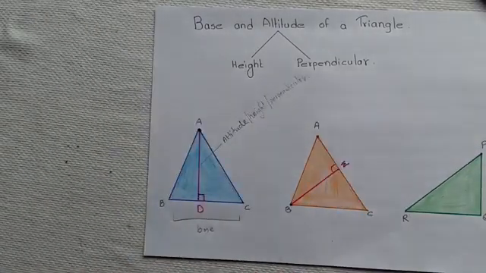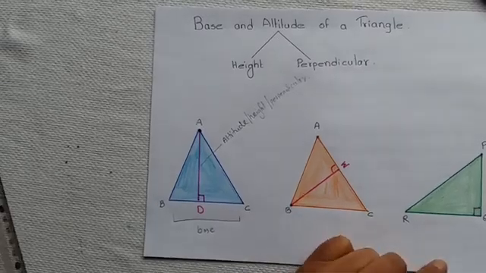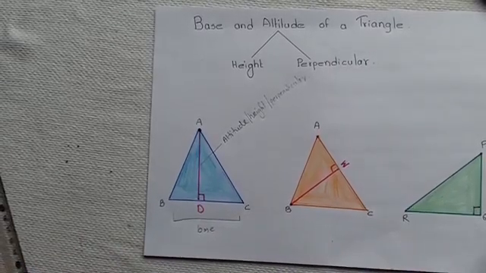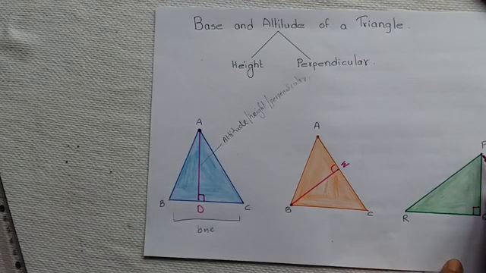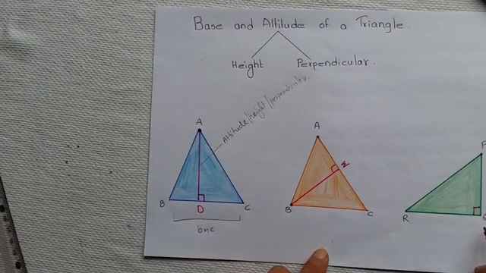Again, in this triangle we don't have to construct a perpendicular. The perpendicular is already present there. As you can see, the line segment PQ is perpendicular to RQ, so the line segment PQ can be taken as a height, or you can take RQ as a height or altitude or perpendicular.